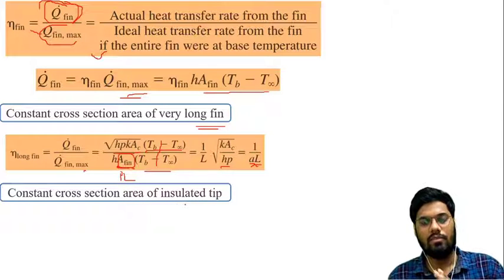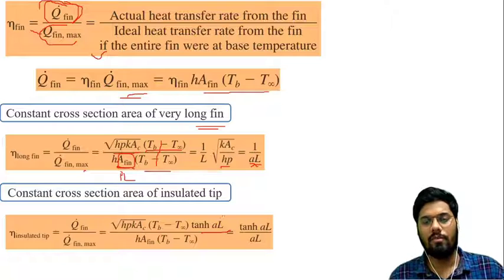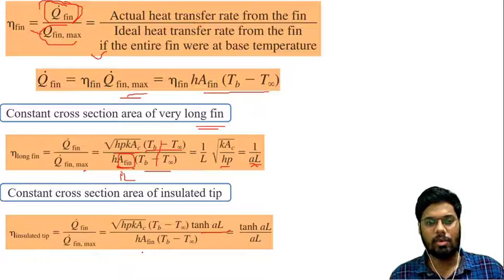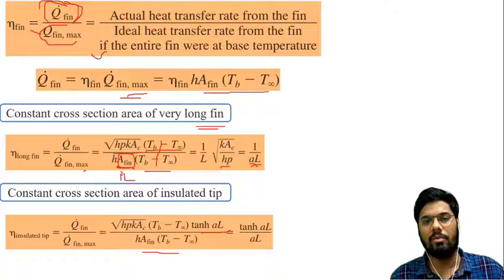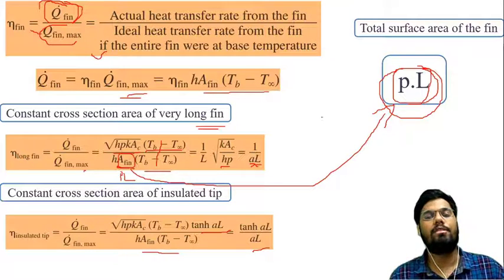For the case of an insulated tip, the actual heat transfer rate is the square root of hPkA times (T_b minus T infinity) times tanh(mL). Here instead of m we denote it by a, so tanh(aL). The maximum possible heat transfer rate is hA times (T_b minus T infinity). By simplifying this equation we get tanh(aL) upon aL. So this is the fin efficiency for different cases. The total surface area of the fin is perimeter times length, so the area of the fin can be replaced by perimeter times length.